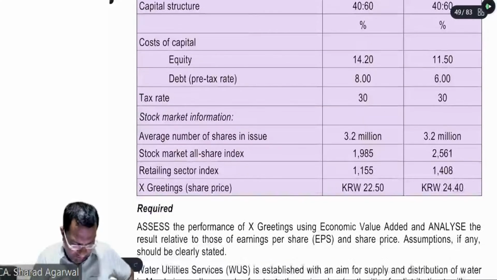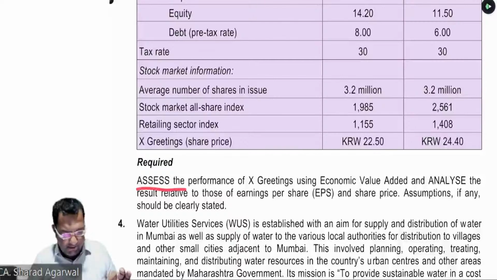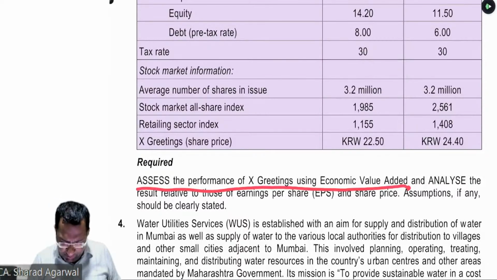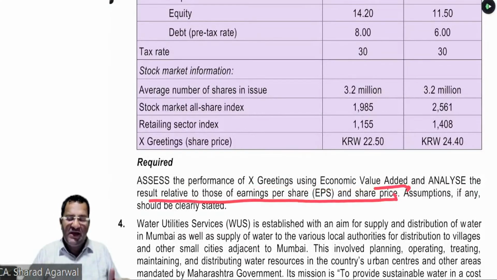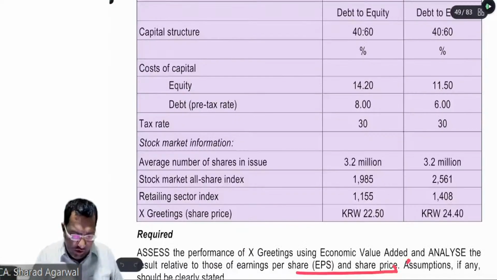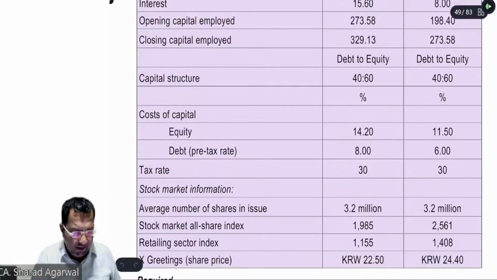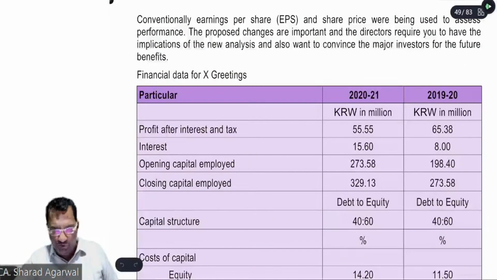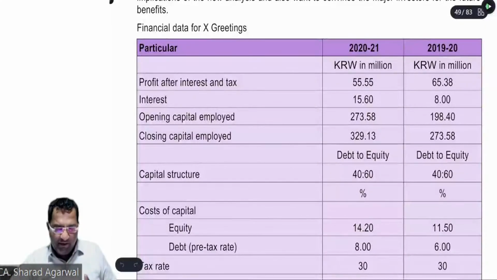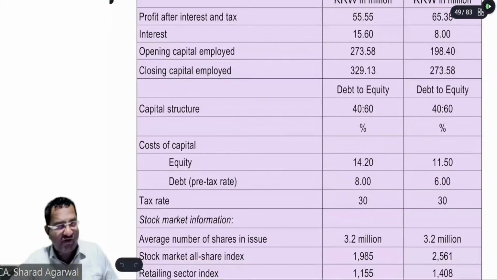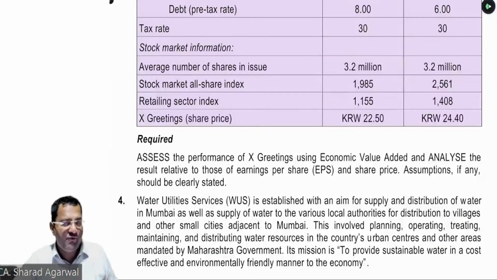क्या बोला है? Assess the performance of X Greeting using economic value added. तो सबसे पहला पार्ट है हमारा, हमें ईवीए निकालना है एक्स ग्रीटिंग का. ठीक है, पहला. फिर एनालाइज द रिजल्ट रिलेटिव टू दोस ऑफ अर्निंग ईपीएस एंड द शेयर प्राइस. फिर हमें ईपीएस निकालना है, शेयर प्राइस निकालना है, और हमारे मेजर इन्वेस्टर को हमें कन्विंस करना है अबाउट द कंपनी प्रॉस्पेक्ट. तो हमें 3 चीजें करना है बेटा यहां पे. सबसे पहला हमें इकोनॉमिक वैल्यू एडेड निकालना है. ठीक है. सेकंड, हमें यहां पे ईपीएस और शेयर प्राइस निकाल के मेजर इन्वेस्टर को कन्विंस करना है कि कंपनी इज परफॉर्मिंग सुपरबली इवन इन दिस मार्केट, है ना.